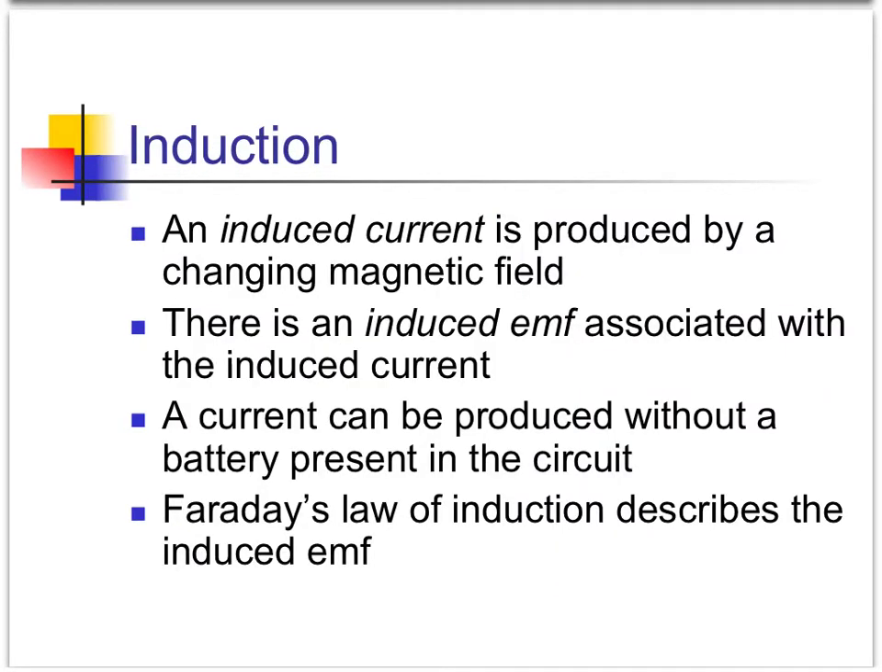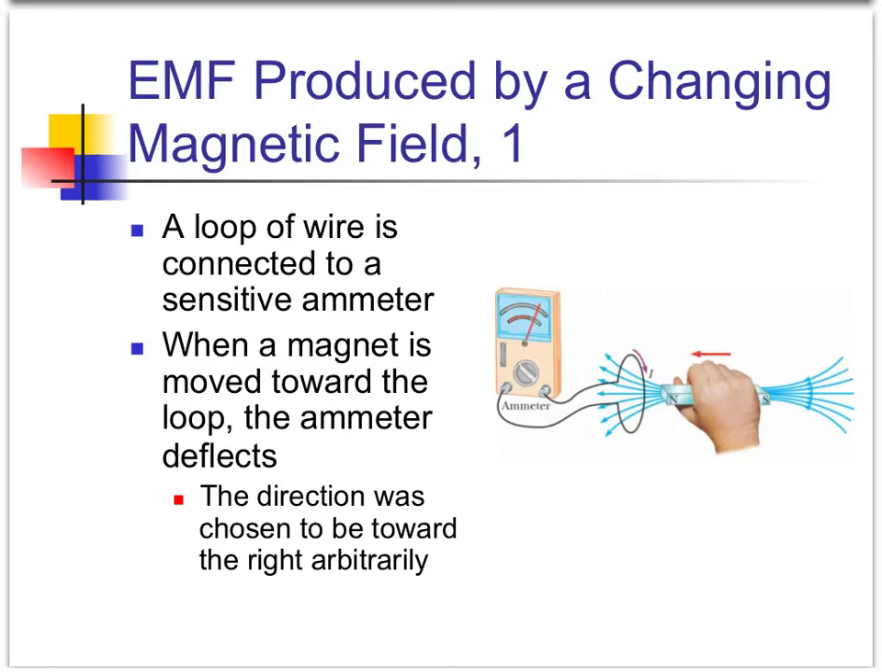An induced current is produced by a changing magnetic field, and there is an induced EMF associated with the induced current. You cannot normally produce a current without a battery present in the circuit, but Faraday's law of induction describes how we can induce an EMF. So the experiment is as follows.